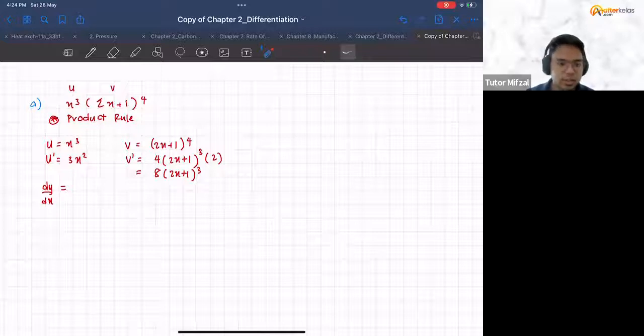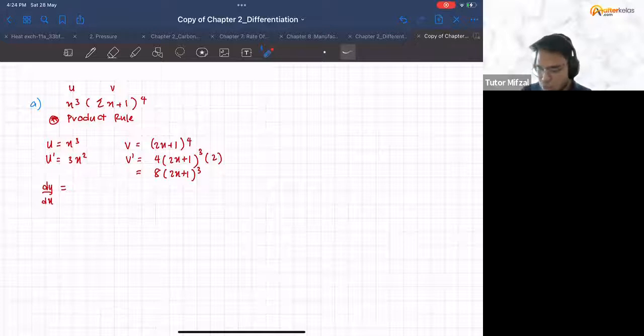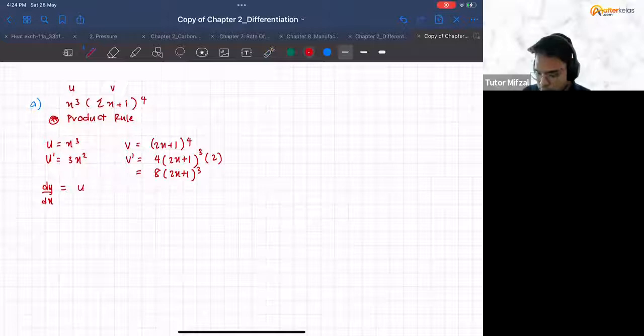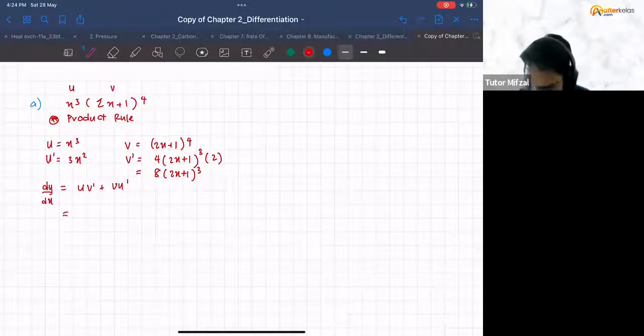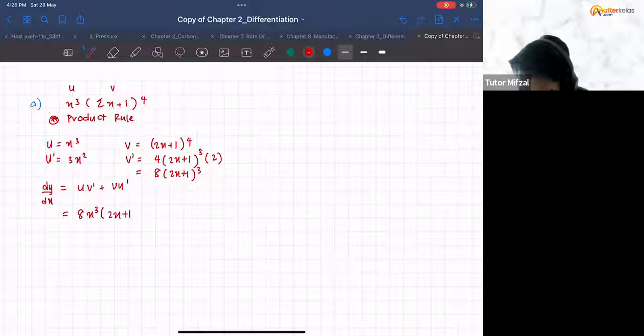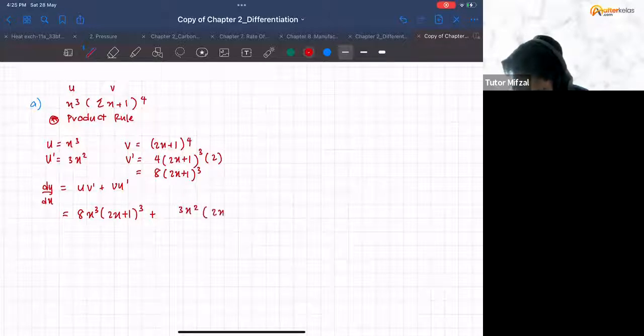So the product rule is just uv prime plus vu prime. So uv prime is just 8 times x cubed, multiplied with (2x plus 1) to the power of 3, plus vu prime is just 3x squared times (2x plus 1) to the power of 4.